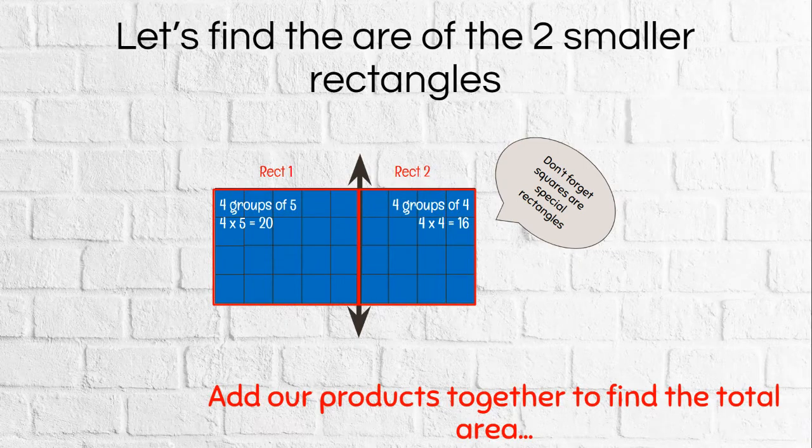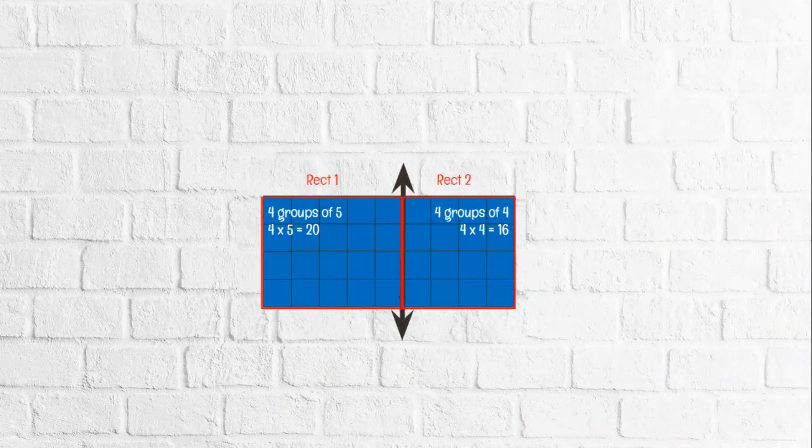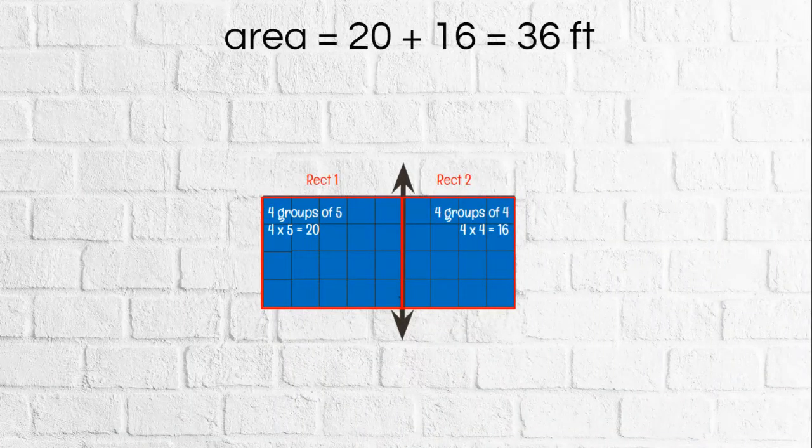I need to add our products together to find the total. So if I take both of these and add the areas together, 20 plus 16, I get a total of 36 square feet. My area of my rug is still 36 square feet. It did not change.